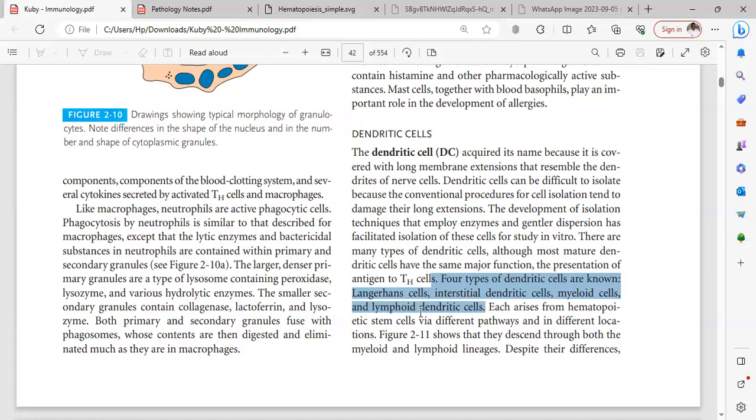And then we have done mast cells, which we said that in conjunction with the basophils, they play an important role in the development of allergies. And then we have done dendritic cells, which we have said is an APC, an antigen presenting cell, and it has 4 different types also. We have the Langerhans, interstitial, myeloid, and the lymphoid dendritic cells. So that's a recap of the types of immune cells.